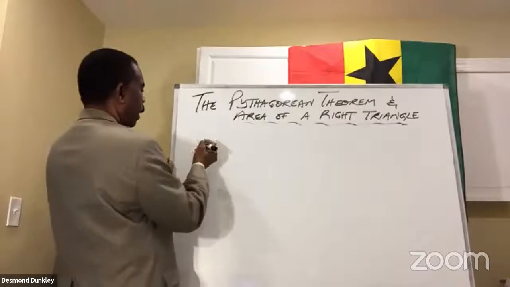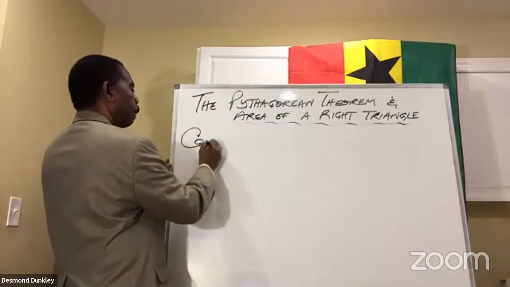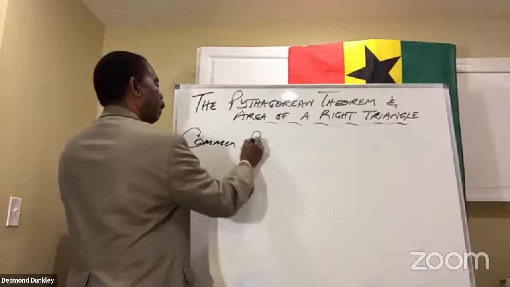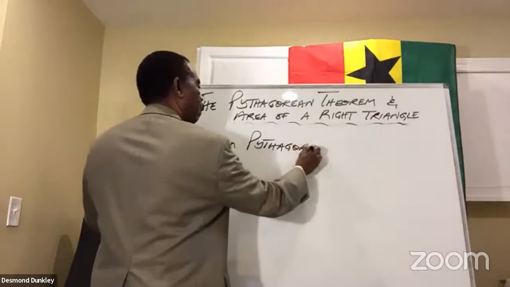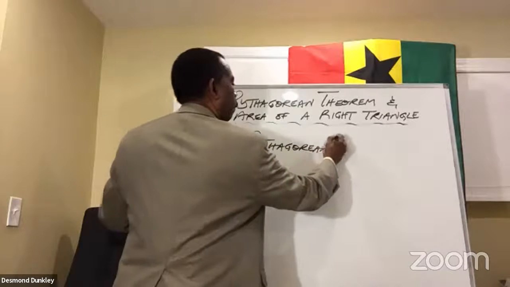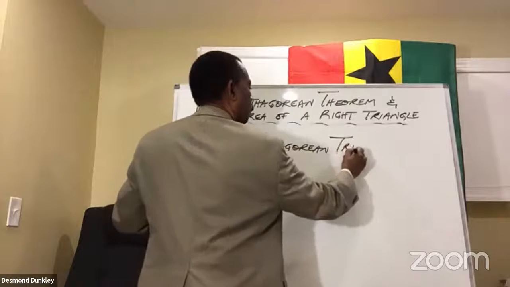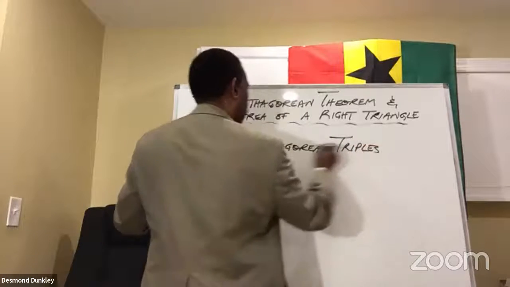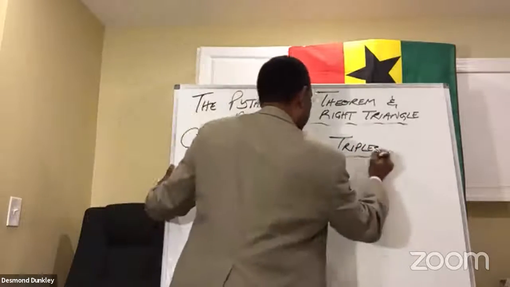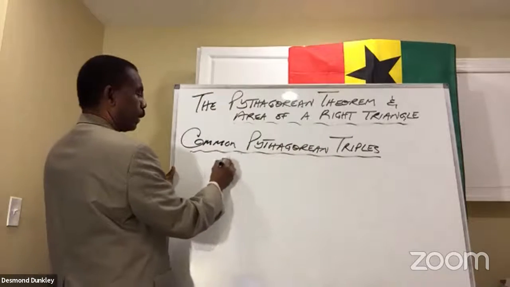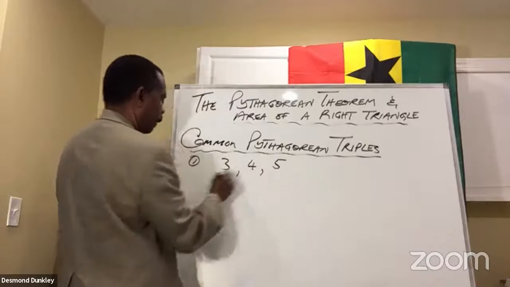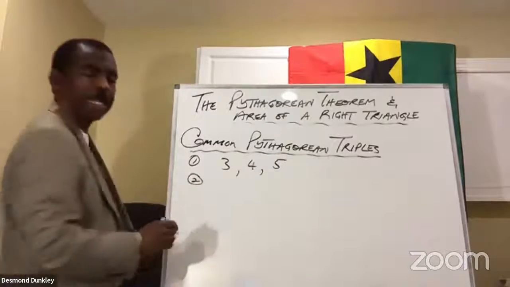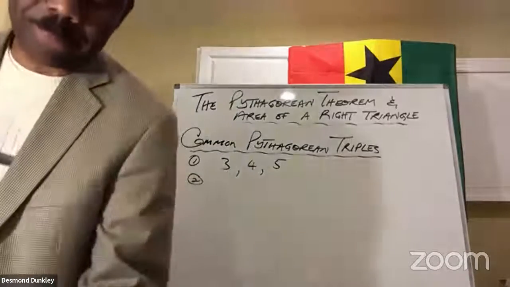So, common Pythagorean triples. Definitely, this is the first one. It's 3, 4, and 5. That's the most common one, 3, 4, 5.